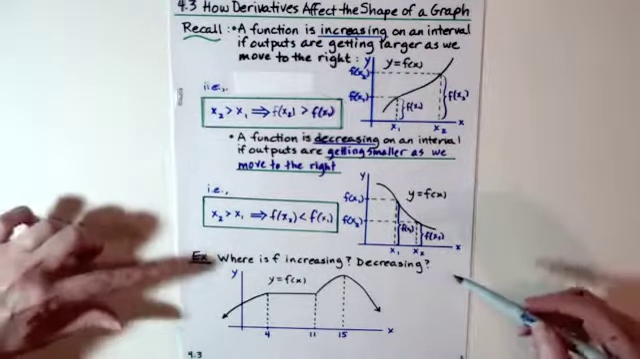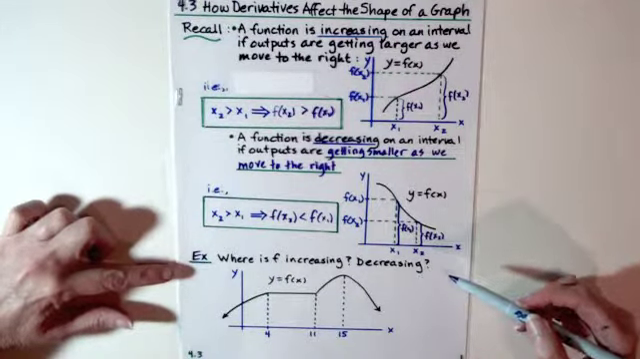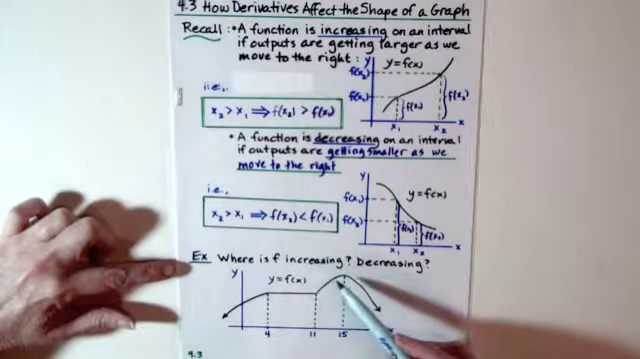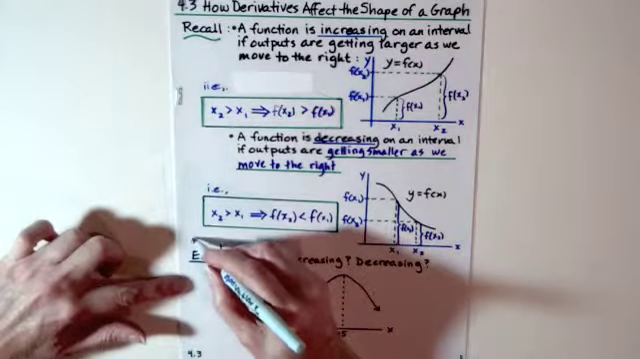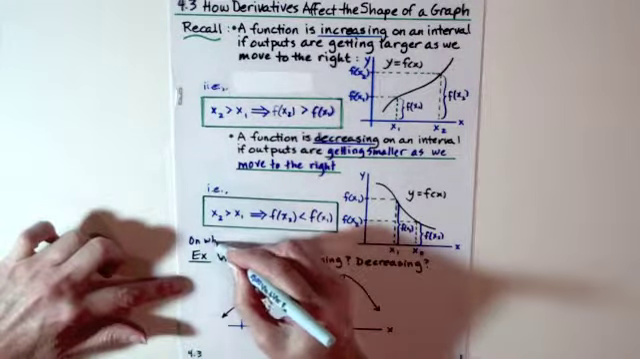Okay, I want you to think about this example down here, and the question is, where is f increasing and where is it decreasing? And when we say where, we really mean on what x intervals.